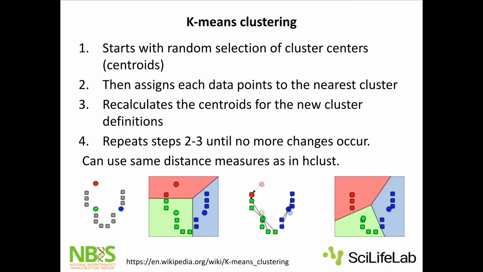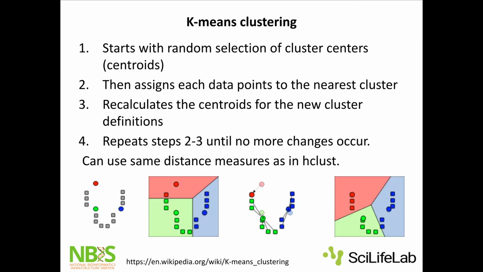We then check which samples are closer to each of these centroids and reassign them to those groups. Then we recalculate the centroids as the middle of these groups. And then we iterate over this, either for a certain number of iterations or until no more changes occur. And here, just as with hierarchical clustering, we can use the same sort of similarity measures between groups of samples.